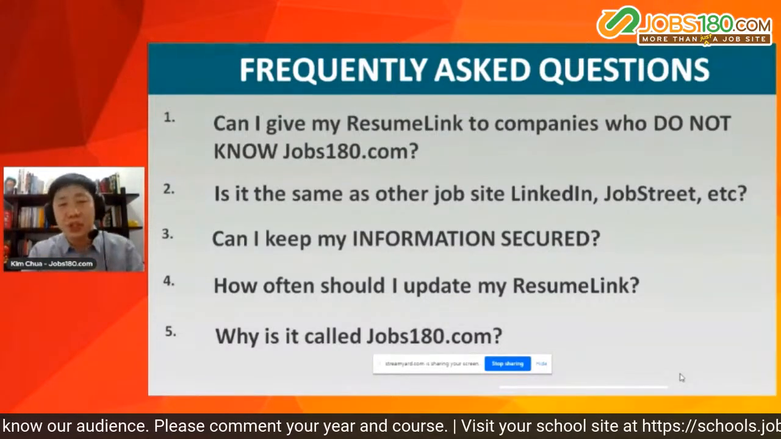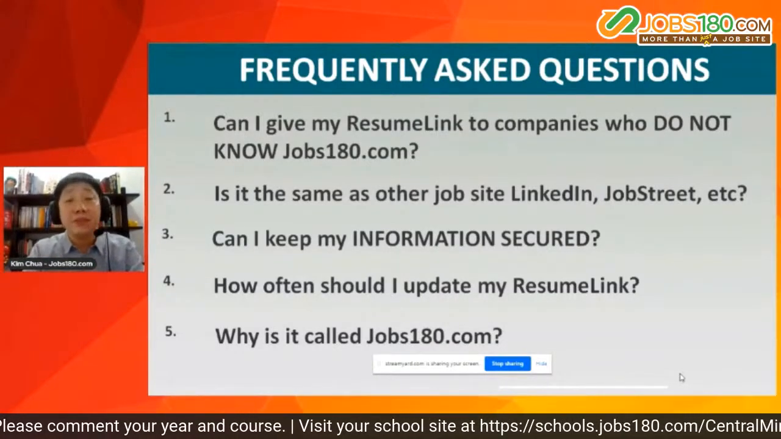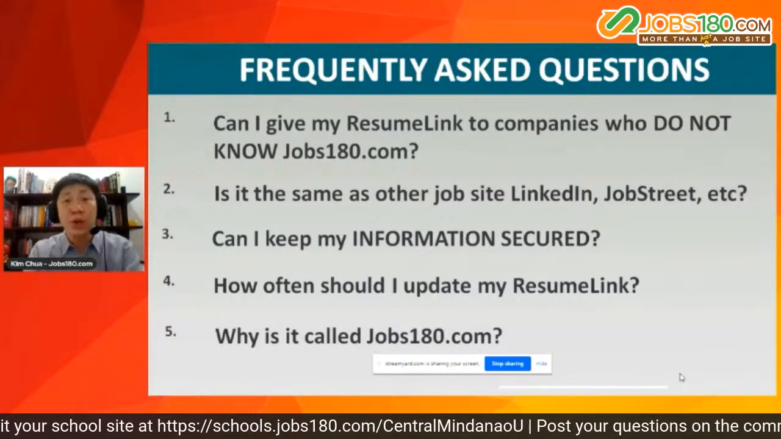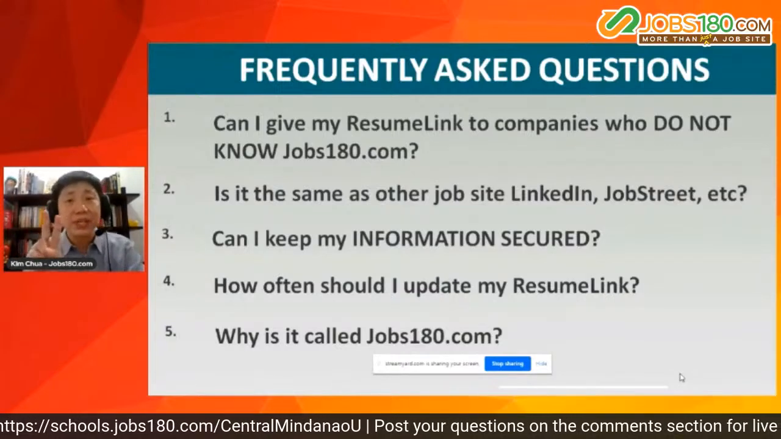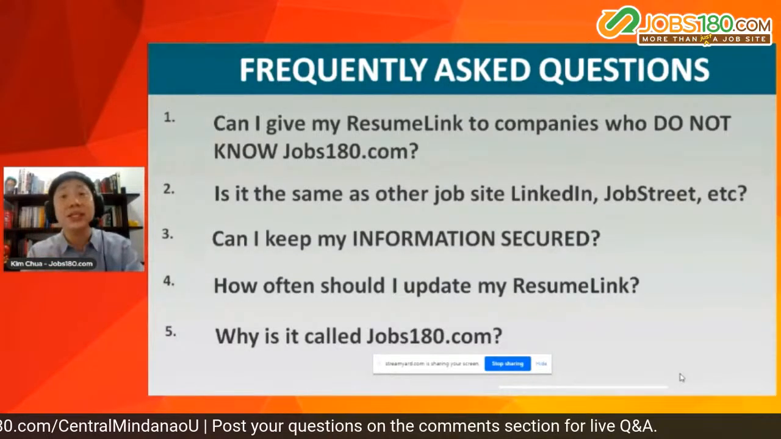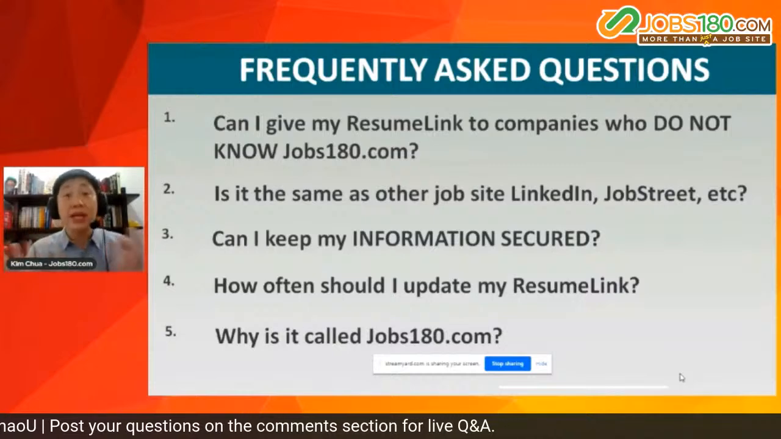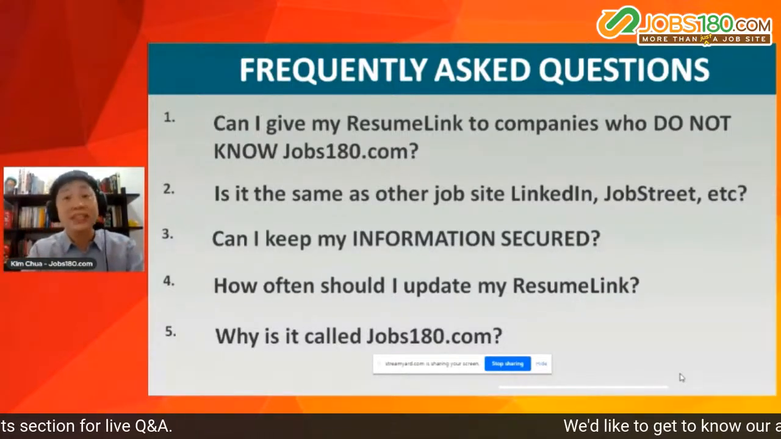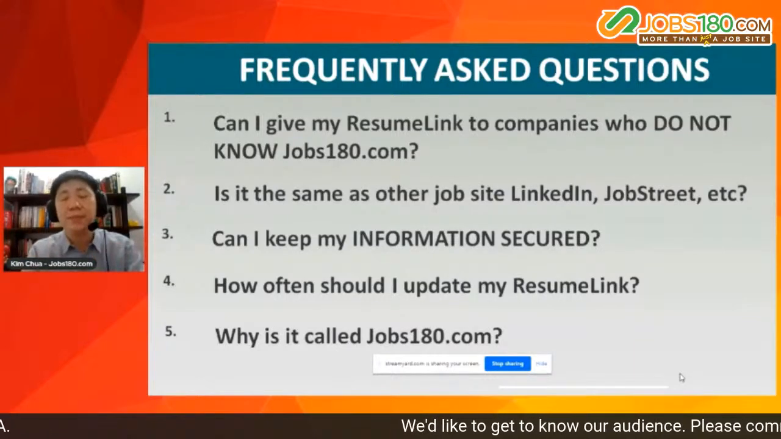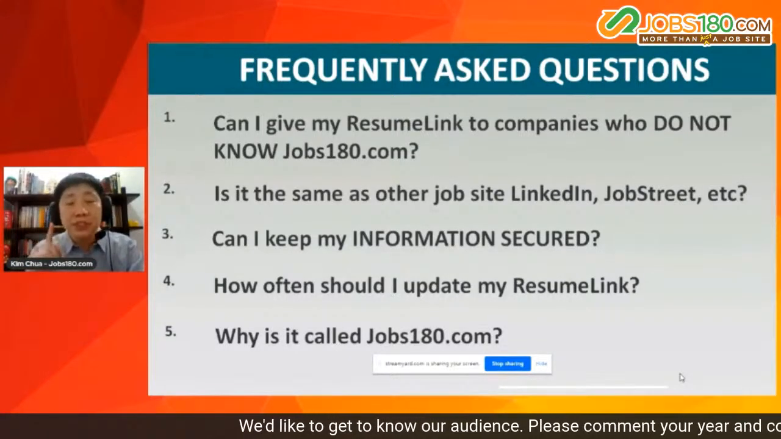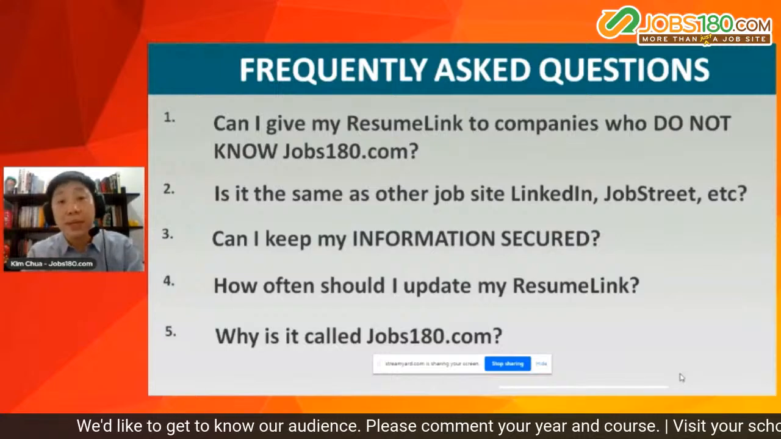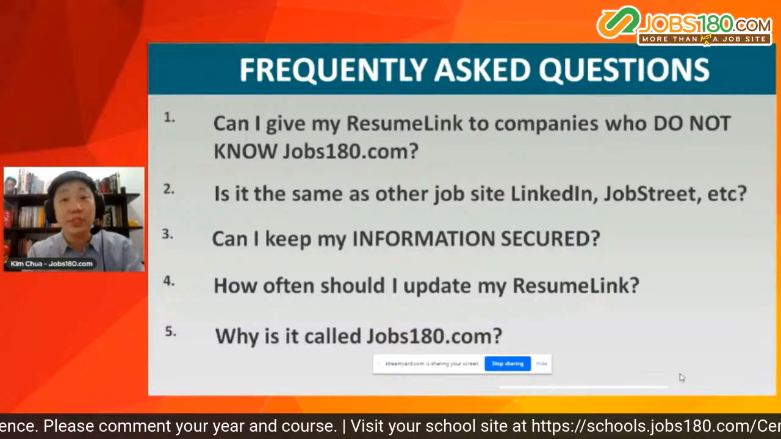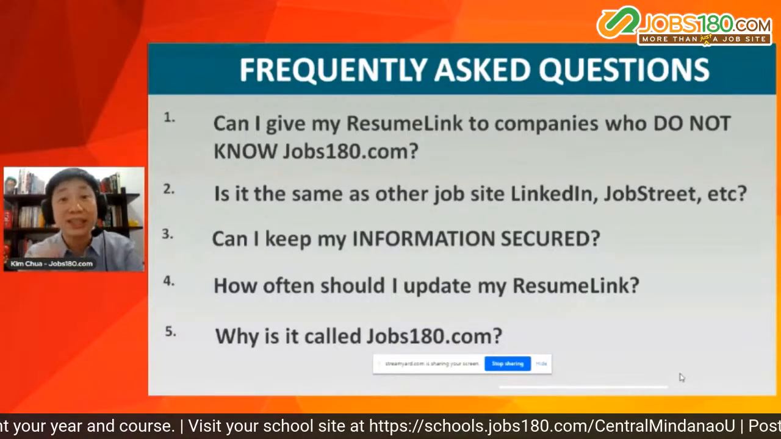Okay? Pangalawang question, is this the same as other job platform like LinkedIn, JobStreet, iba pang mga job site? The answer is no. Meron tong dalawang major difference. Lalo na pagdating sa security. Okay. Of course, explain lang ako. With respect to the other sites that I've mentioned, let me just use JobStreet as an example para lang mas makarelate. You can only use JobStreet resume if you're applying to companies who are also using JobStreet. If you're applying to a company who is not using JobStreet, you cannot use your JobStreet resume anymore.